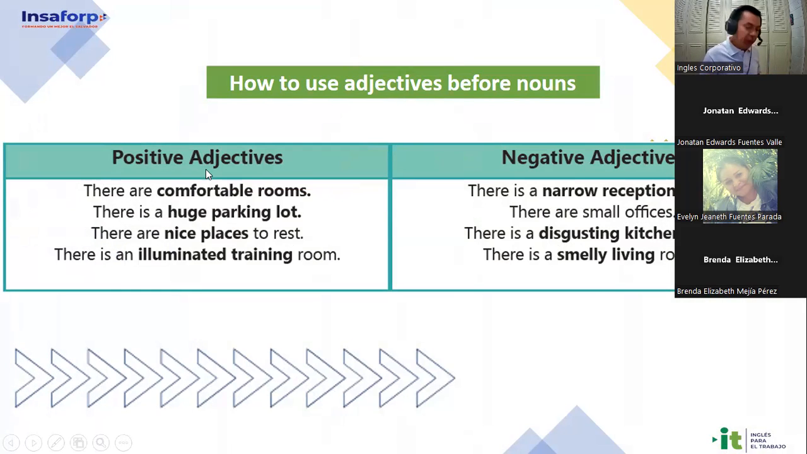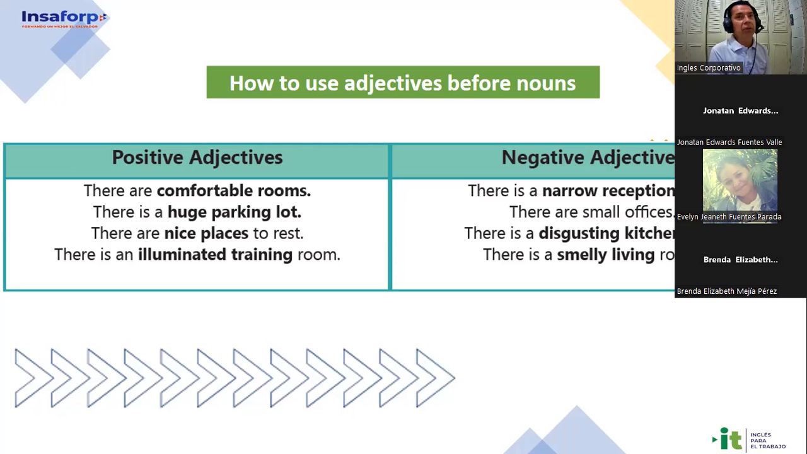And when you describe, what do you do? Well, you use adjectives, right? For example, we say, there are comfortable rooms. Cómodos, right? There is a huge, you know, big parking lot, parqueo gigante. There are nice places to rest, right? There is an illuminated training room. Oh, nice. An illuminated training room is good.